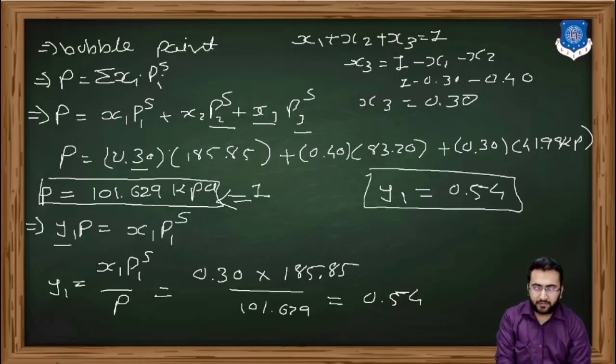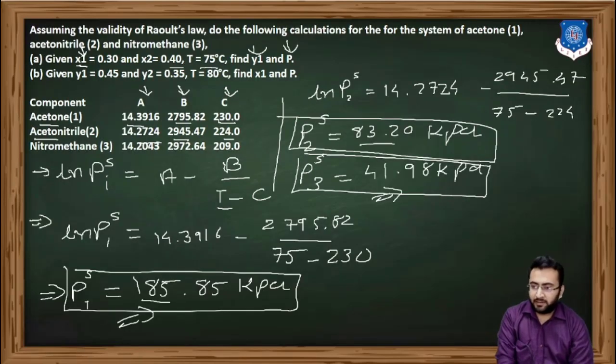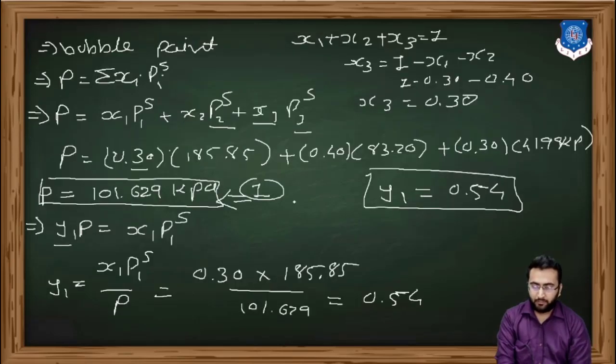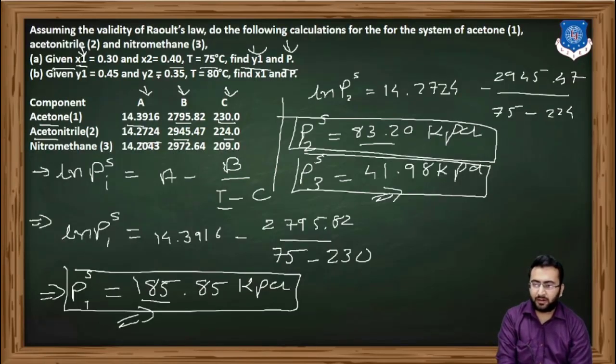So this is our answer 1. In case 1, we were told that we have to find y1 and P. So this is our P and this is our y1. There is no need to find y2 and y3 because the statement does not ask us to find y2 and y3. So we can just find y1 here.